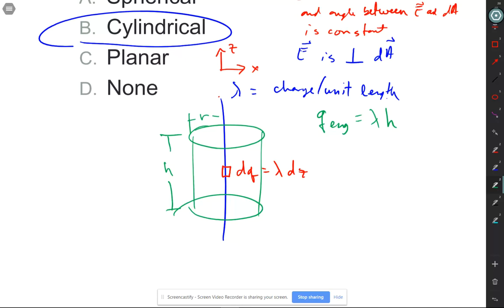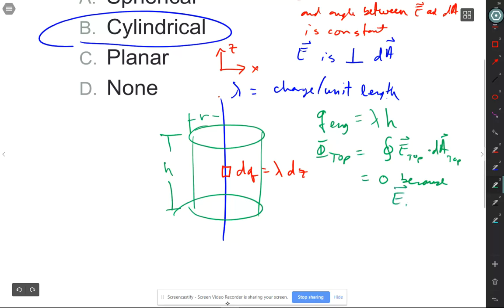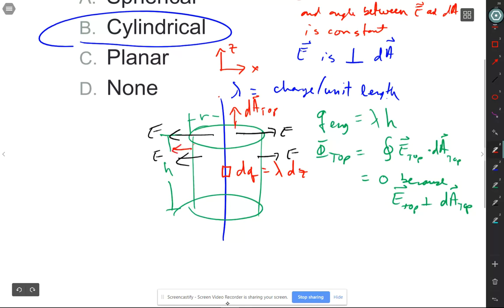Then I go to the fluxes on the different surfaces. So I'll have the flux on the top. And the flux from the top is equal to 0 because the electric field is perpendicular to the, I should have drawn here, it's always best to draw the direction of your electric field. It's still pointing that way on the top. The electric field is radial everywhere, whereas here's the direction of dA top, and then here's the direction of dA on the side, right?